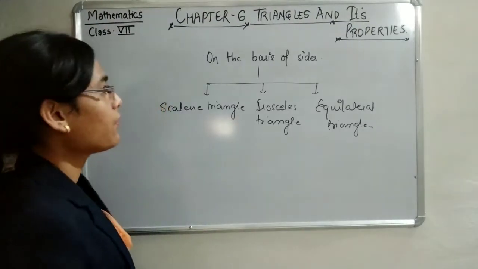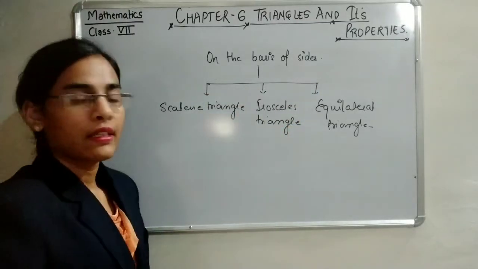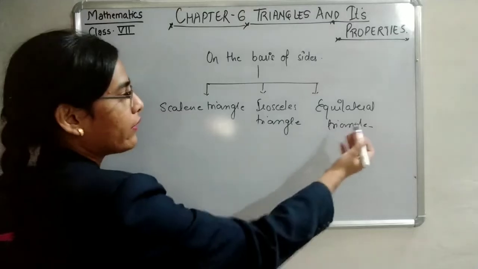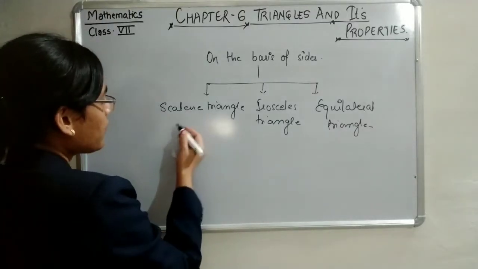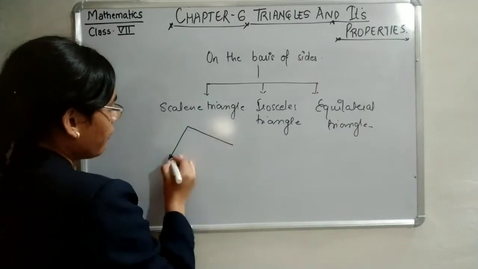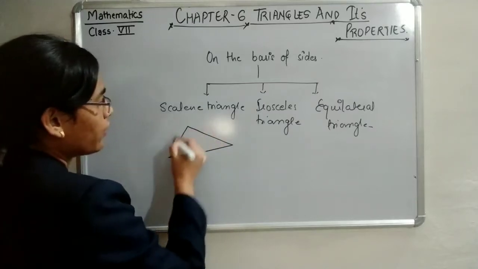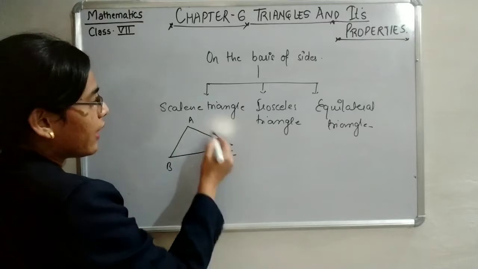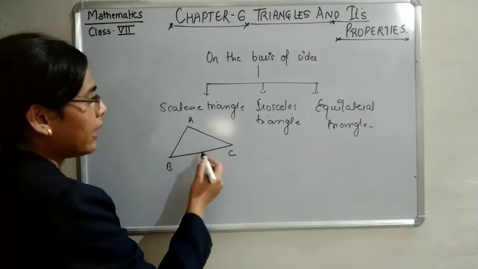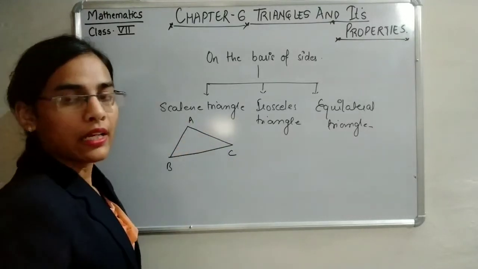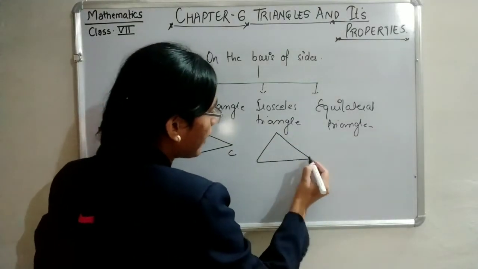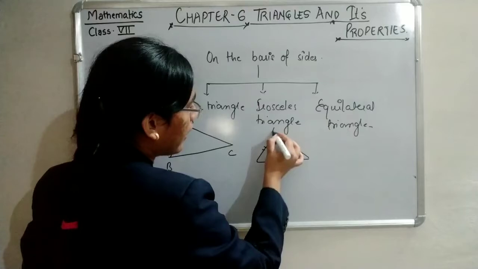Now, the first classification is on the basis of the sides: scalene triangle, isosceles triangle and equilateral triangle. A scalene triangle is a triangle in which all the three sides are unequal. If all the three sides of a triangle are of unequal length, then it is said to be a scalene triangle.